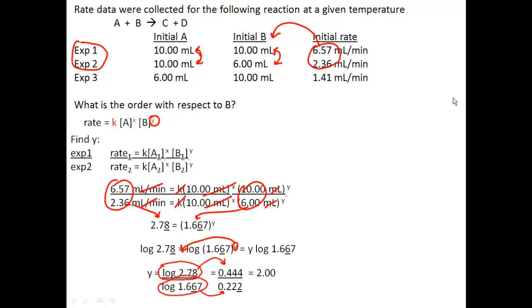Sig figs, you got to remember the number of sig figs you have in your log expression. You need that many digits past the decimal. And when you do the antilog, it's the number of digits past the decimal. That's how many sig figs you have in your answer. So that's why my log of 2.78 ends up being 0.444, 3 sig figs, and my log of 1.667, where the sig fig is on that second 6, that's 0.222.